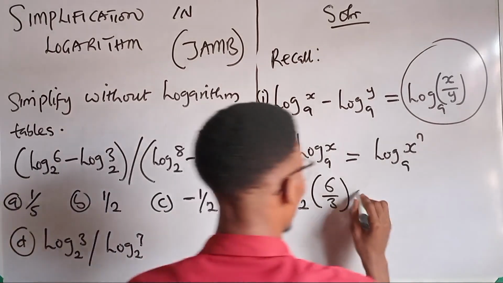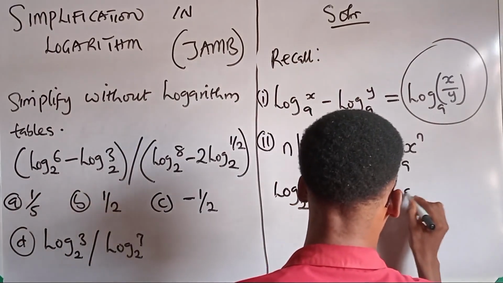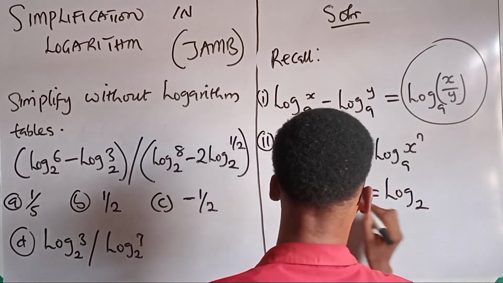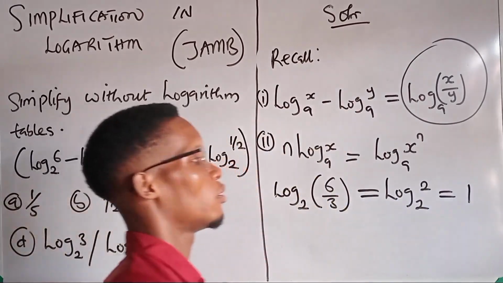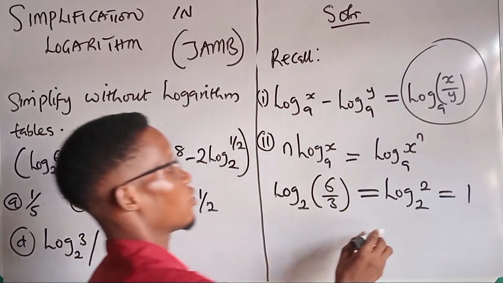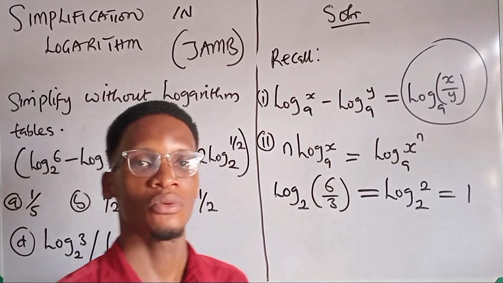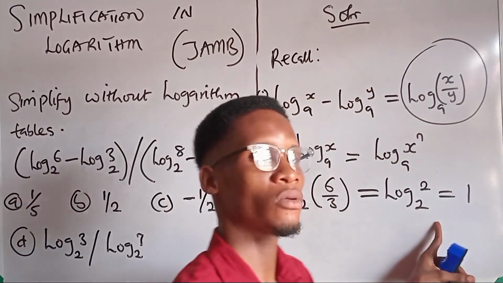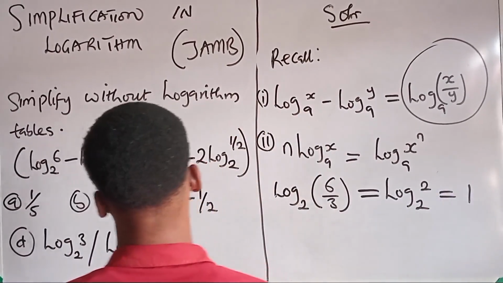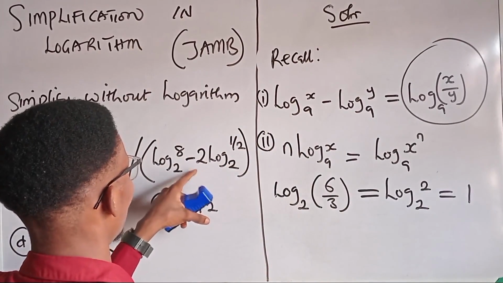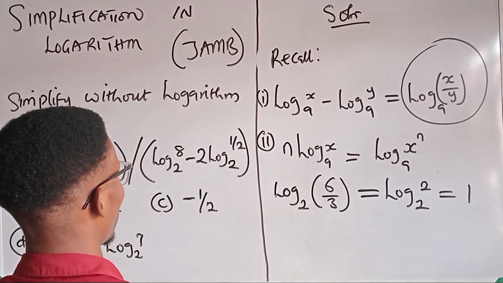So the next thing is, we now have log of 2. Then 6 divided by 3 is 2, which equals 1. When this goes against this, it's going to be 1, which is under the law of logarithm. Then we have already gotten 1 here. Then let's go here and solve and see what we're going to get.